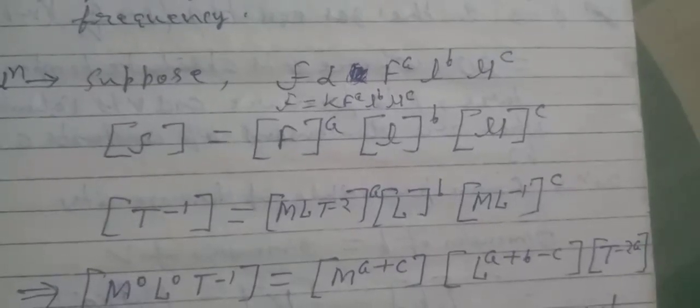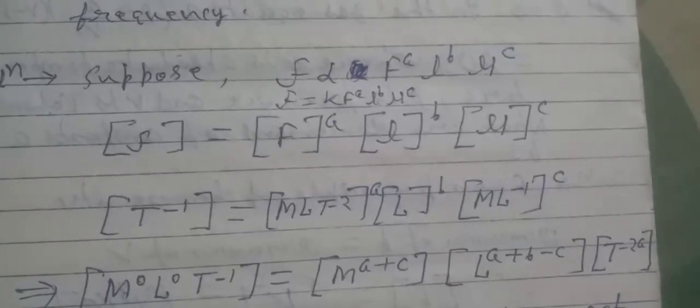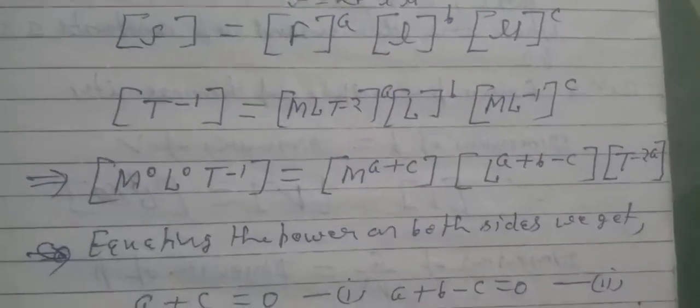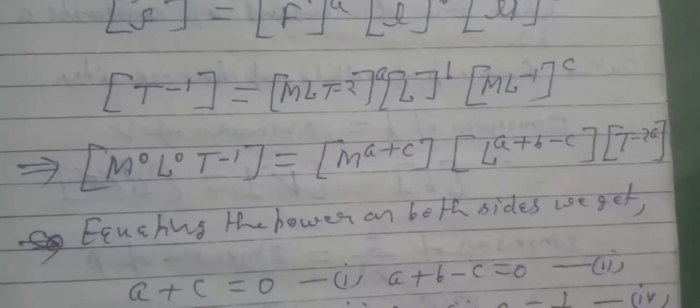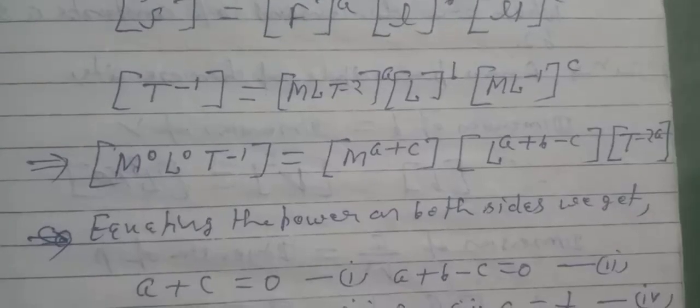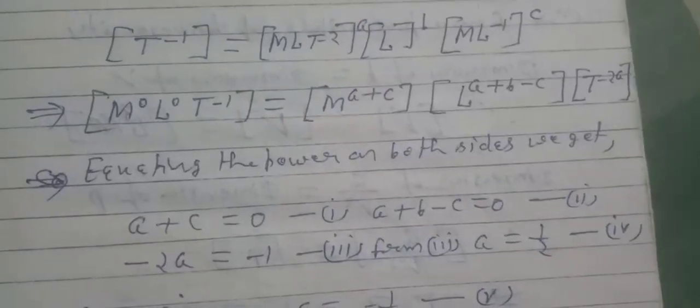Now writing the above formula dimensionally: dimensionally f equals dimensionally F to the power A into dimensionally L to the power B into dimensionally mu to the power C. This implies dimensionally T to the power minus 1 equals [M L T to the power minus 2] to the whole power A into L to the power B into [M L to the power minus 1] to the whole power C. This implies M0 L0 T minus 1 equals M to the power A plus C into L to the power A plus B minus C into T to the power minus 2A.